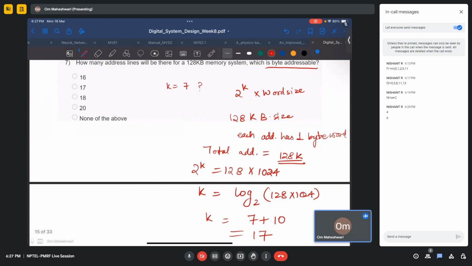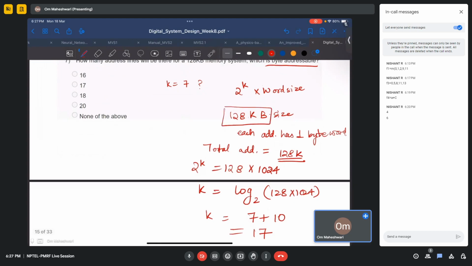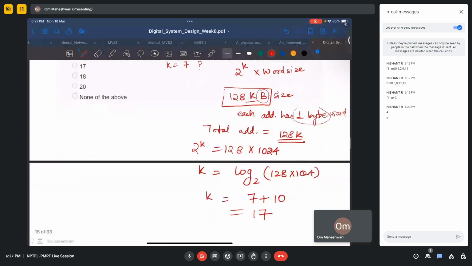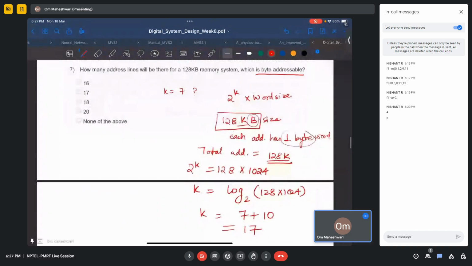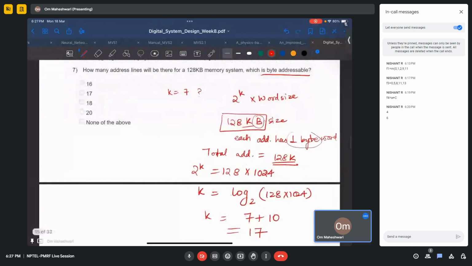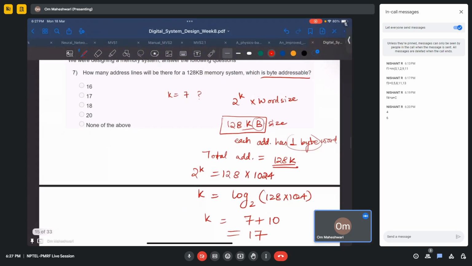Is that clear? So memory size is 128 kilobytes. If each word is of 1 byte, then you have 128K addresses, not 128 addresses. Okay, sir. So you will need 17 address lines.